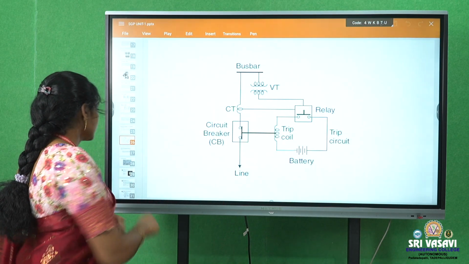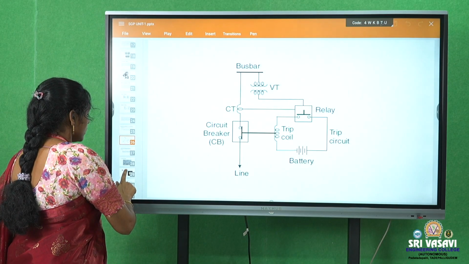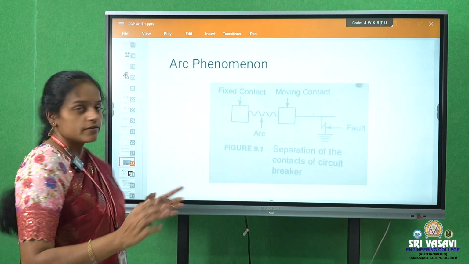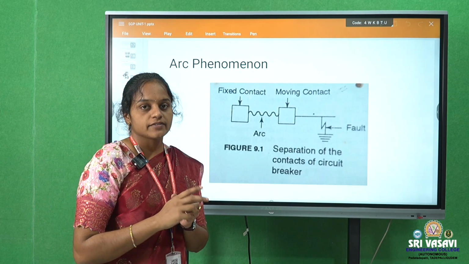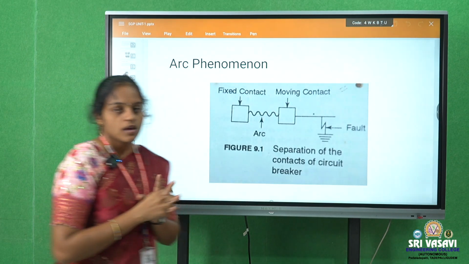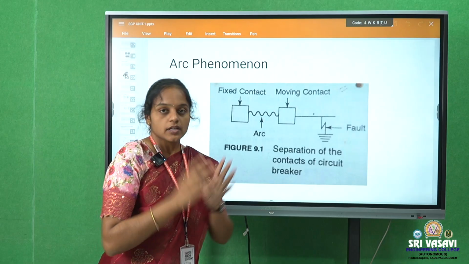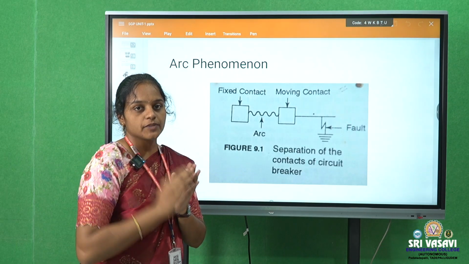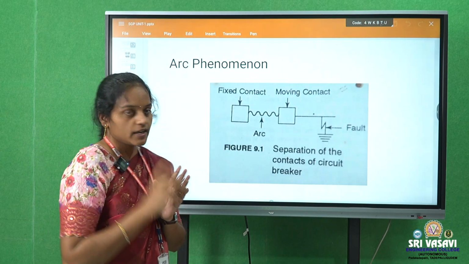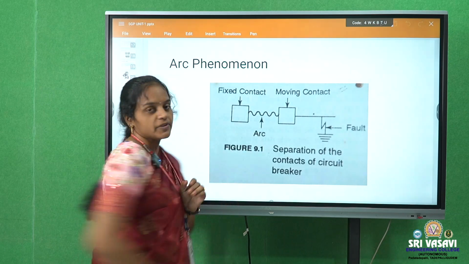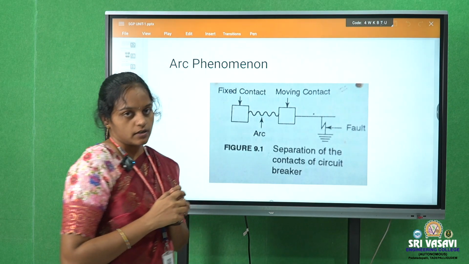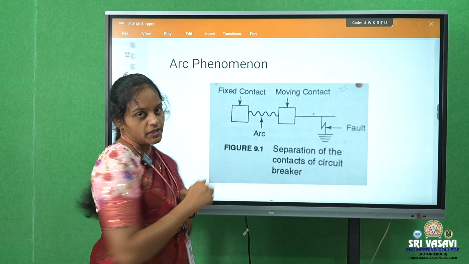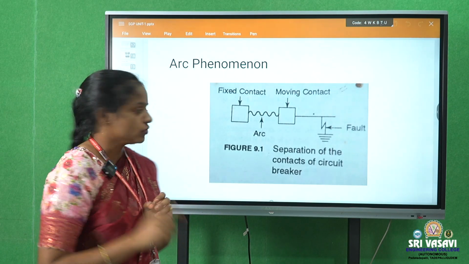Generally, a circuit breaker consists of two contacts, one fixed contact and one moving contact. Before the fault, the two contacts are attached to each other. Whenever a fault occurs, the moving contact moves away from the fixed contact. At that time, an arc is formed between the two contacts, but we have to interrupt the arc to interrupt the current flow between the two contacts.